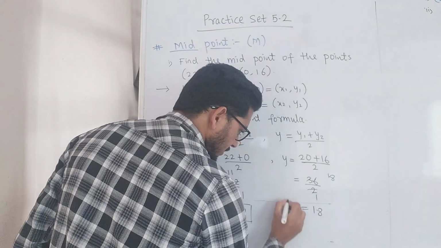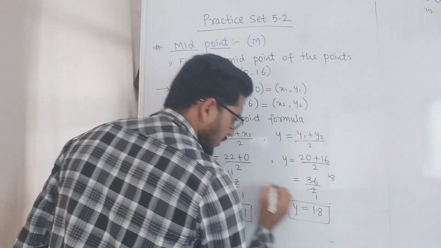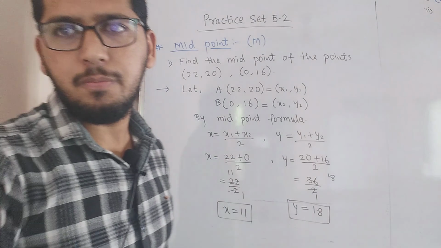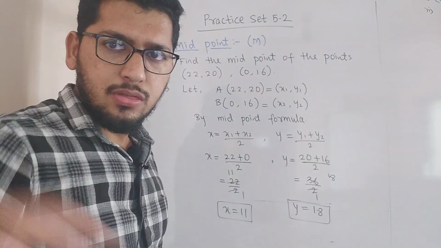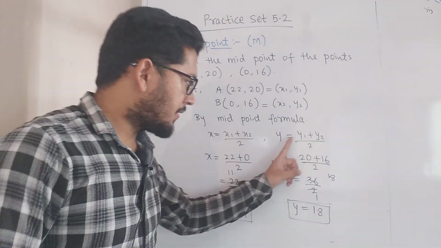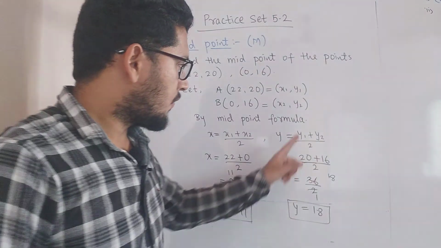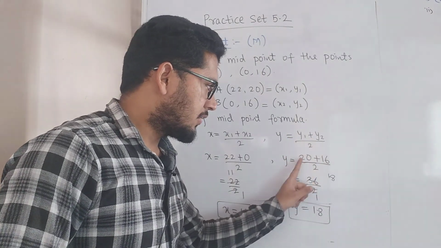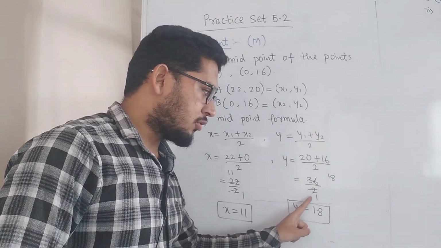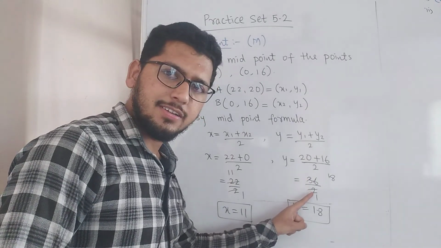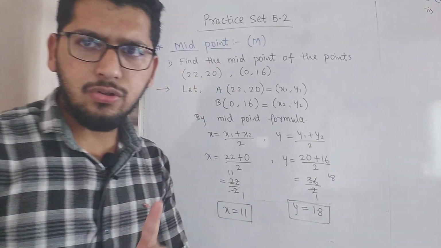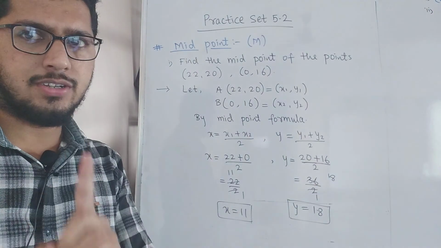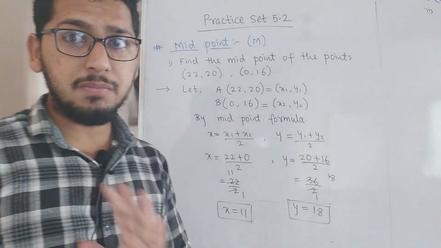I hope you know division, I will not explain division. As you know, I hope you know the division. So here y1 plus y2 upon 2 is the formula. y1 is 20, y2 is 16. 20 plus 16 is 36 upon 2, and if you divide 36 upon 2, you will get 18. I know you already know the division, the shortcut method of division.